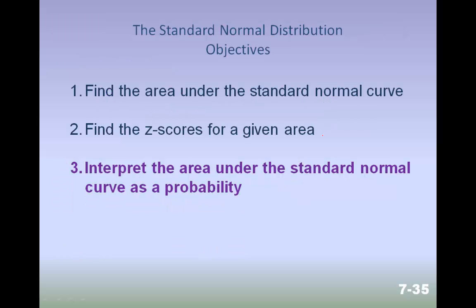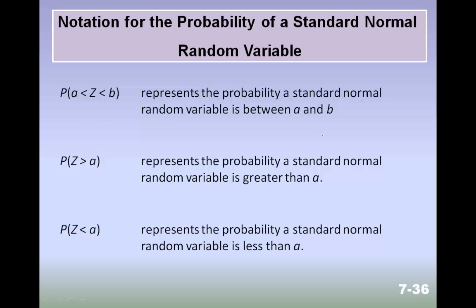Now let's interpret the area under the standard normal curve as a probability. A probability tells us the likelihood that something is going to occur, and this is just some notation using the less than and greater than signs. This is the probability that your z value is between A and B. This represents the probability a standard normal random variable is greater than A, so you've got your greater than sign from algebra. And this symbol represents the probability a standard normal random variable is less than A.